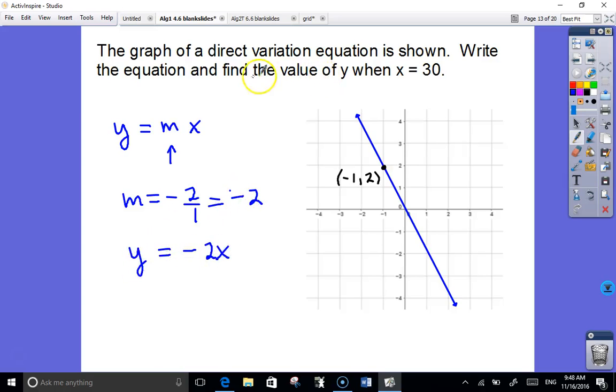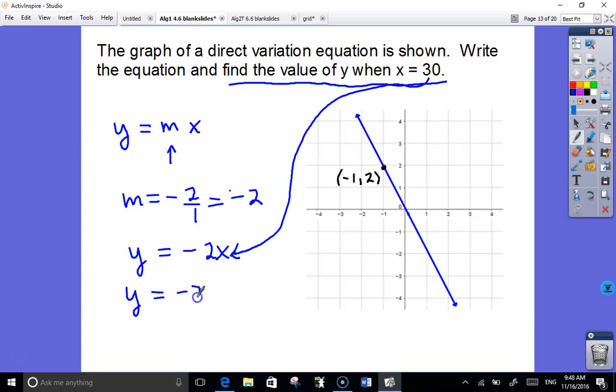Okay, then you can answer the question. Find the value of y when x equals 30. How are we going to find the value? You're going to take that 30 and plug it in there. So y equals -2 times 30, which is -60. This one is a graph. In the book, the example I took it from, it was a graph, so I made a graph. The U-try is not a graph.